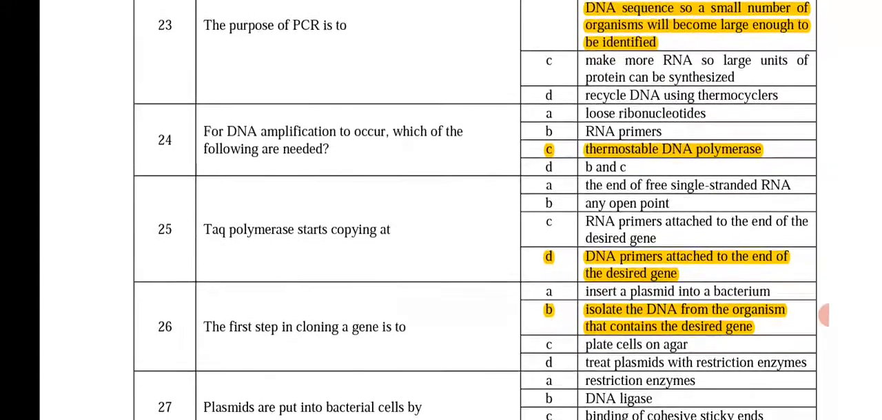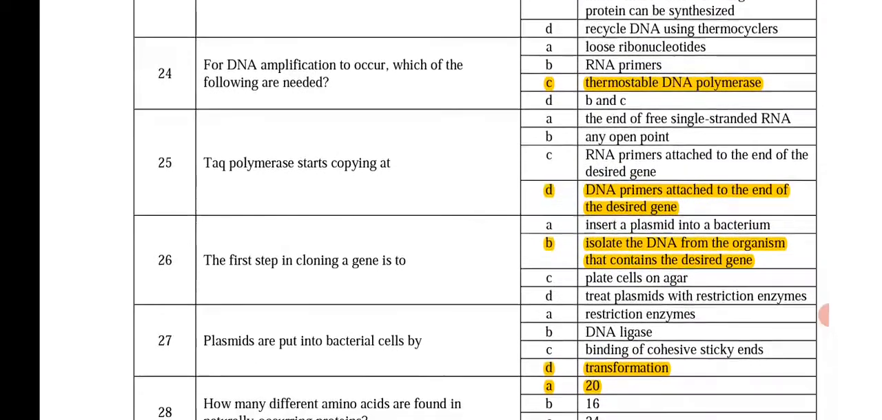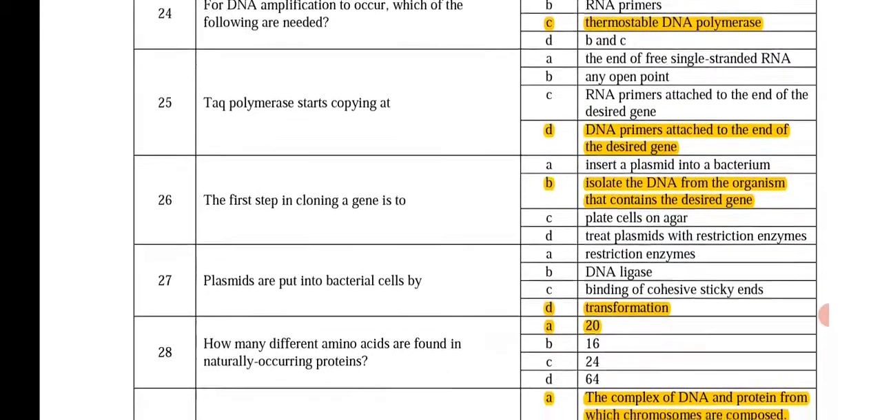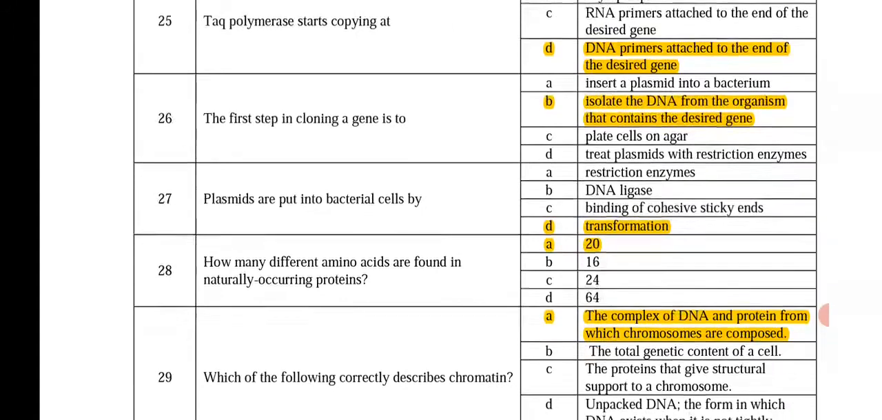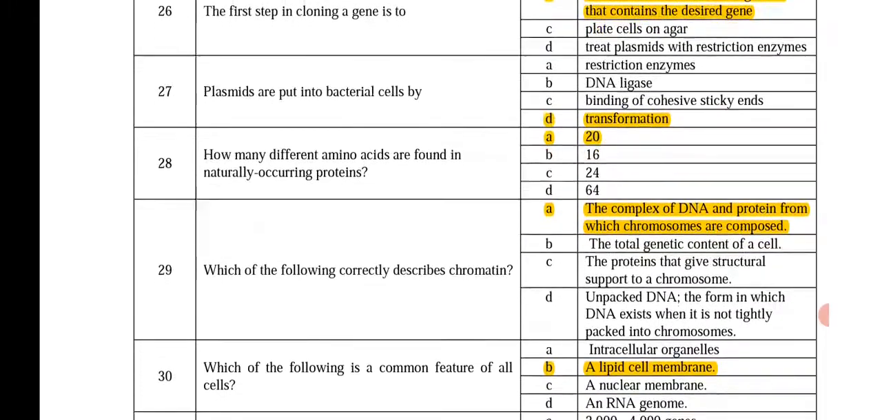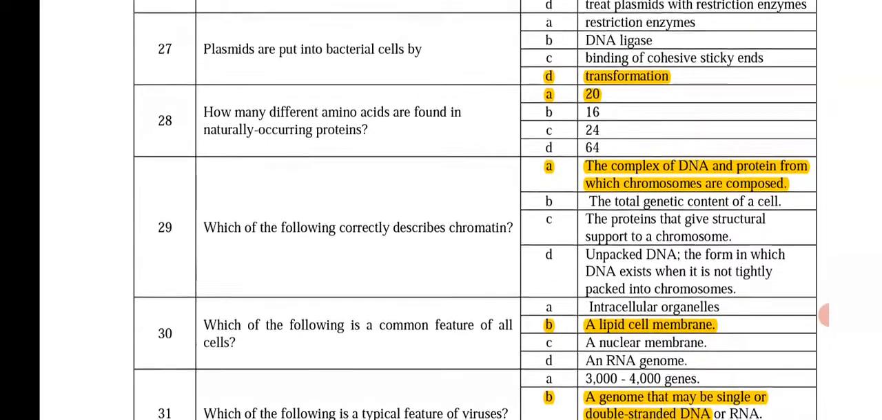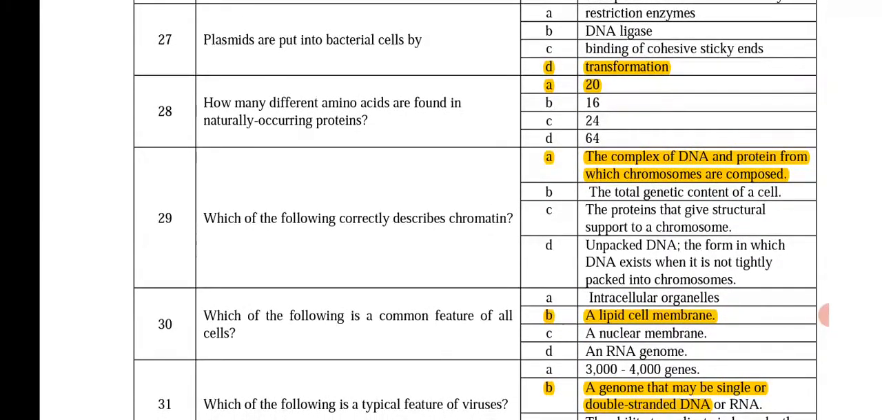The first step in cloning a gene is to isolate the DNA from the organism that contains the desired gene. Plasmids are put into bacterial cells by transformation. How many different amino acids are found in naturally occurring proteins? 20. Which of the following correctly describes chromatin, the complex of DNA and protein from which chromosomes are composed?